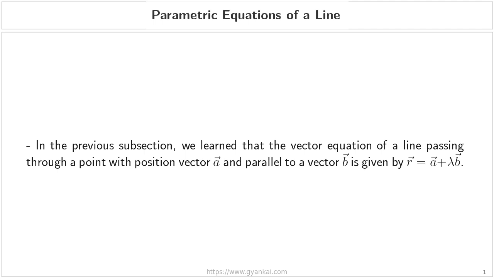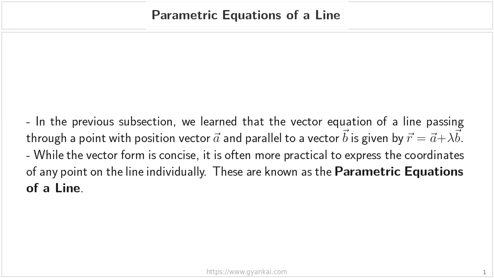Now, before we dive into today's new topic, let's quickly recall what we covered in our previous subsection. We learned how to represent a line using a vector equation. Specifically, if we have a line that passes through a fixed point with position vector a, and this line is parallel to a direction vector, b, we can write its equation as r equals a plus lambda times b.